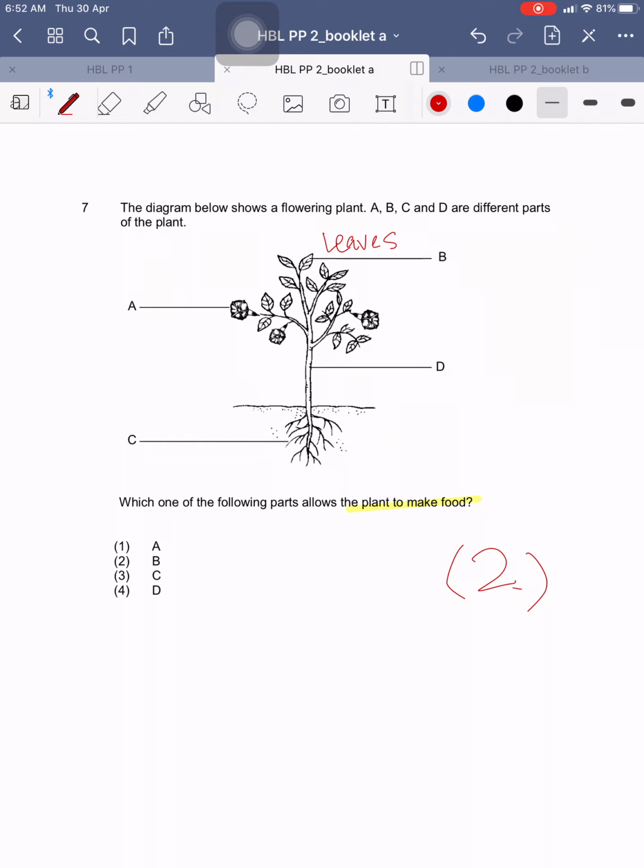Now A is actually the flower. Flowers will grow to become fruits. And D is actually the stem, which helps to keep the plant upright, to support the plant. And C will be the roots. Well, the key function is to take in or absorb water. So answer is actually 2.